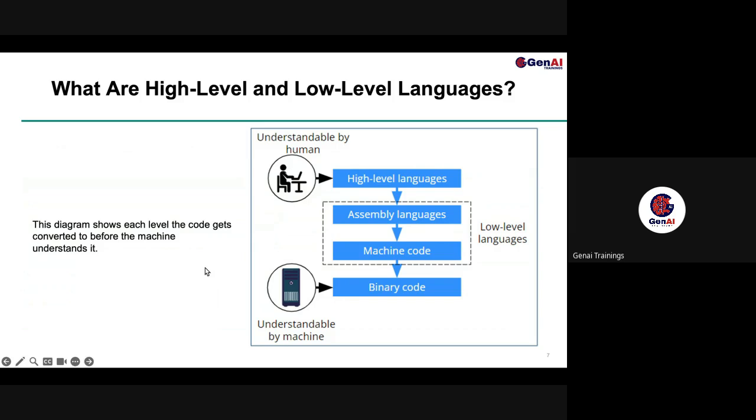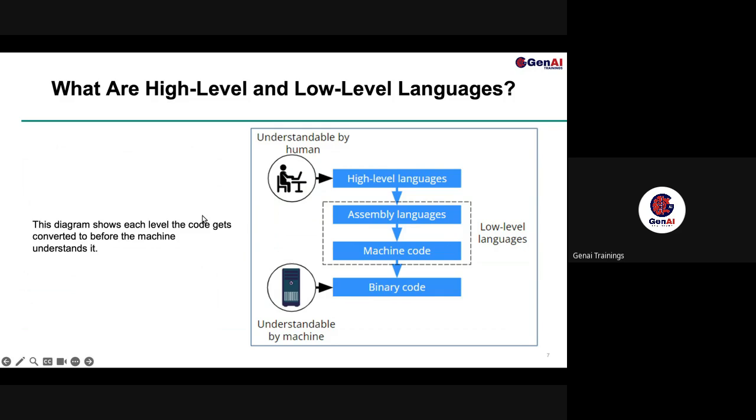All right, this is a diagram which explains a bit more further the distinction between high level and low level languages. Now, we do have high level languages, but the computer cannot understand them. So what happens? The person who does understand high level language writes the code in that language. It gets converted into assembly language, machine code, all the stuff you don't even need to remember. You just need to know the concept that you write the code in high level language, it gets converted into binary code. And this binary code is understandable by the machine. So this is how you communicate with the computer.